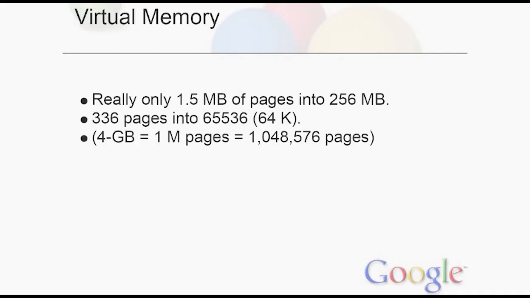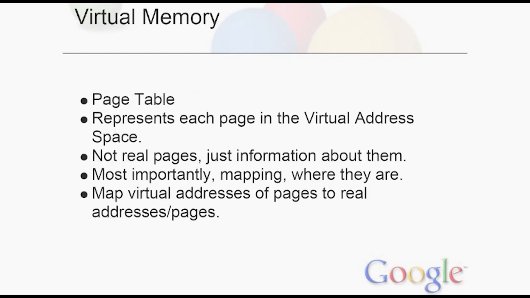So in terms of pages here, in the last one that we looked at, there were, I think, a total of 336 pages in that image. And in fact, there's over 1 million pages available in a 4 gig image. Of course, 1 gig of that is for the kernel use.